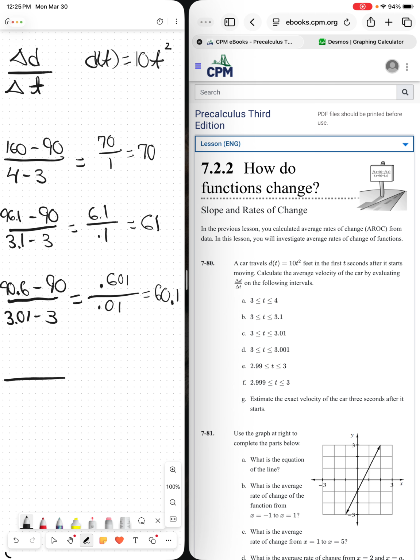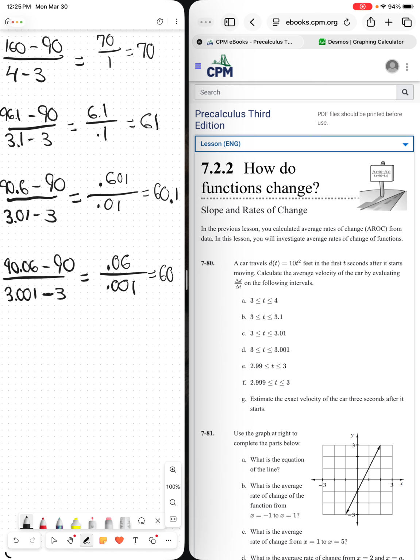Same thing, 3.001 minus 3, minus 90. Then 3.001 squared times 10 is 90.06. So this is 0.06 over 0.001, or 60. Again, you could keep going. You could do this from both sides.